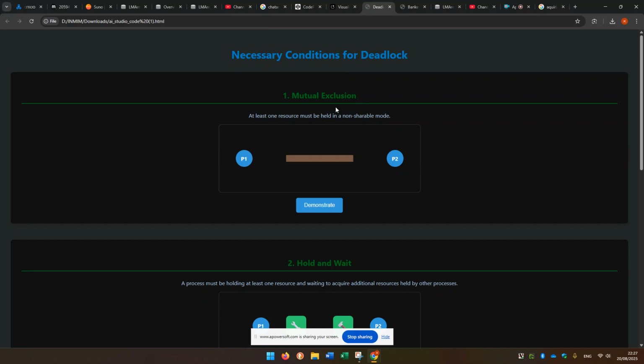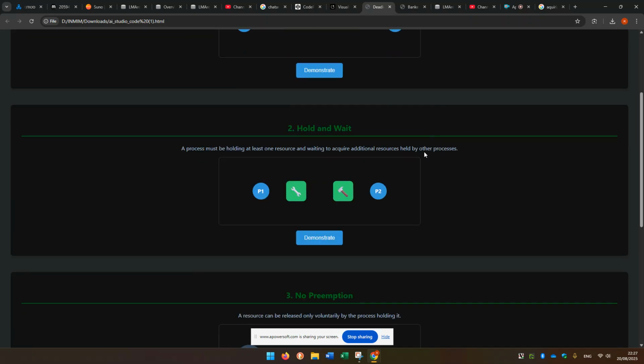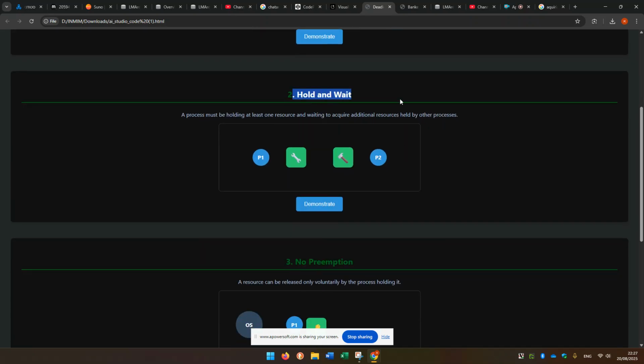So the first is mutual exclusion, namely when one process holds a resource, no other process can use it. So if I have P1 and it holds a resource, P2 cannot use it until P1 releases it. So at least one resource must be held in a non-shareable mode. The next thing that I must have is hold and wait.